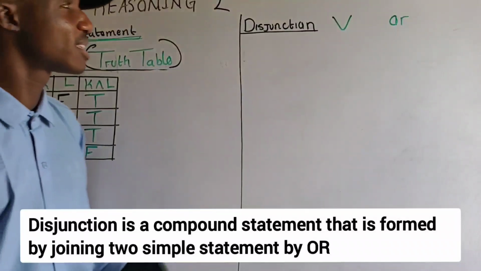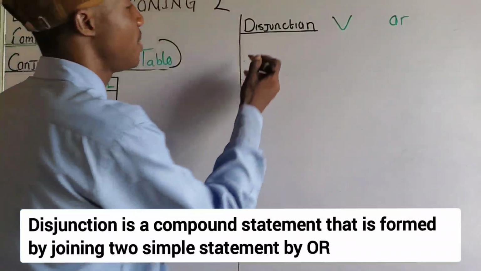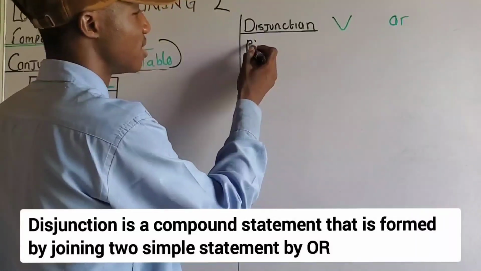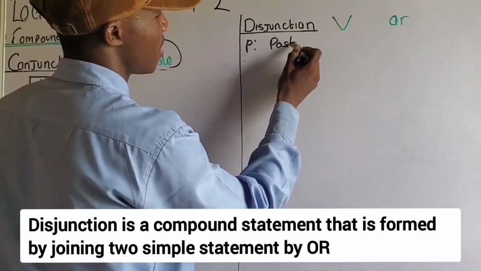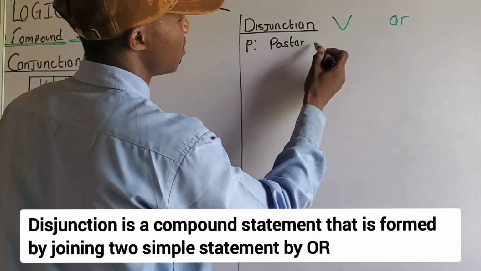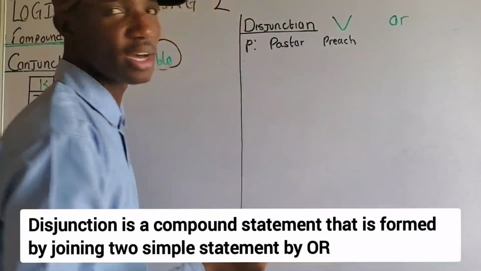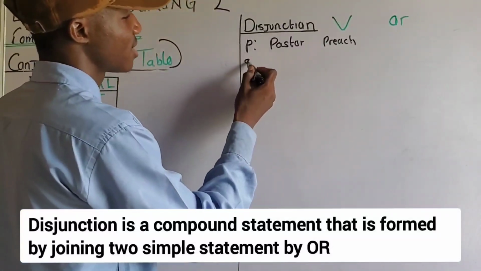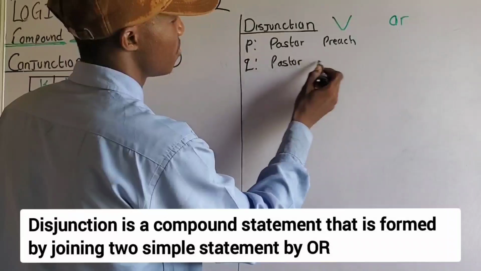Now, having understood what is meant by disjunction, let us look at an example. Let's say P represents, please listen, P represents pastor preach. Are you there? And another statement Q represents pastor pray.